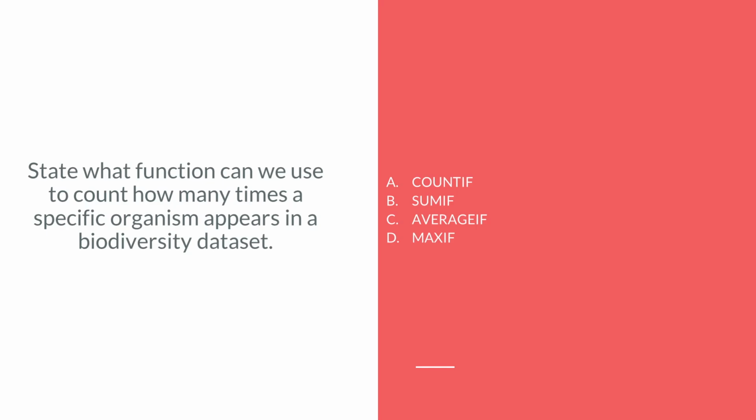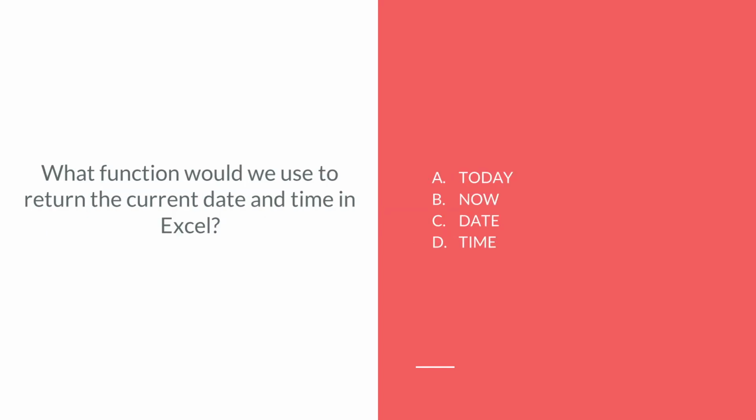State what function can be used to count how many times a specific organism appears in a biodiversity dataset. Students, it is a type of application based question. So just check it out. What will be the answer? Pause your video. It is actually the COUNTIF function, because you can see here there is a count thing written. So it is a COUNTIF function. Students, let's move on quickly to our next question.